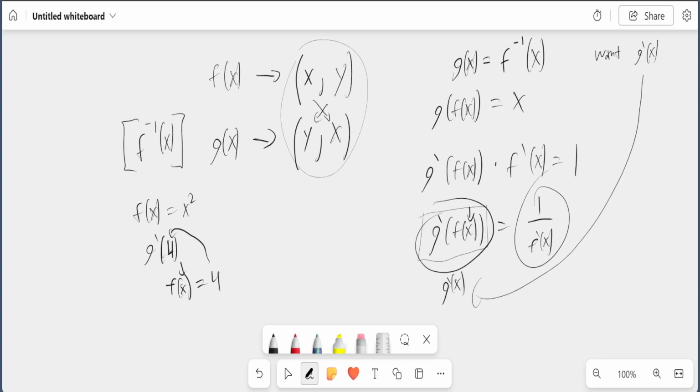Yeah. Because we have g prime of f of x. So if we have a 4 in here, then we need f of x to equal 4. So this is not the x we're plugging in. This is whatever point we want on the g of x. But clearly that's not x. That's actually y. So we need to find where y on our original function is 4, right? And that is at plus or minus 2.